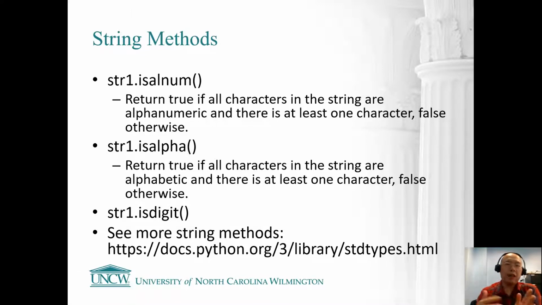Well, and here are some more. We have the string isalnum. It will return true if all the characters in this string are either alpha or numeric characters. And we have isalpha and isdigit as well. So it seems that there are really a lot of methods we can use with strings. If you want to see a full list, you can follow this hyperlink, and just now I have already done so.